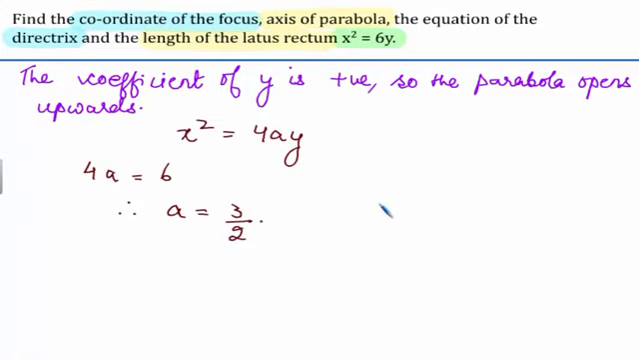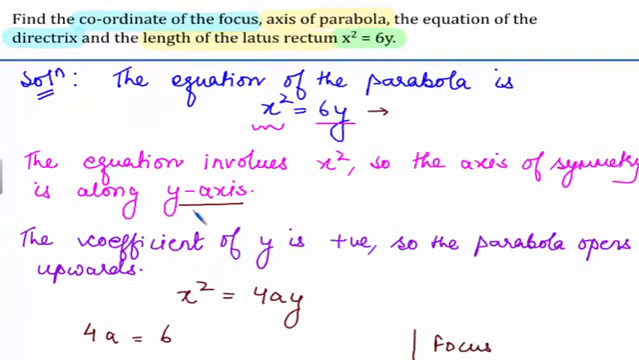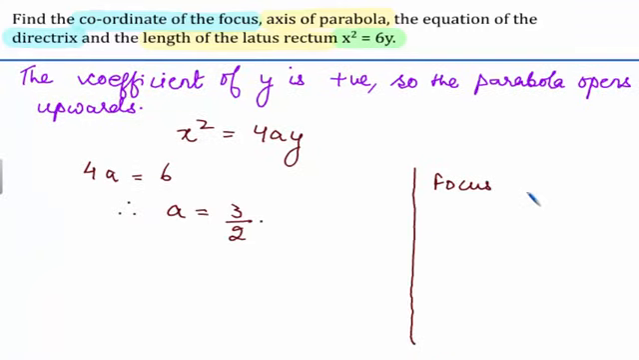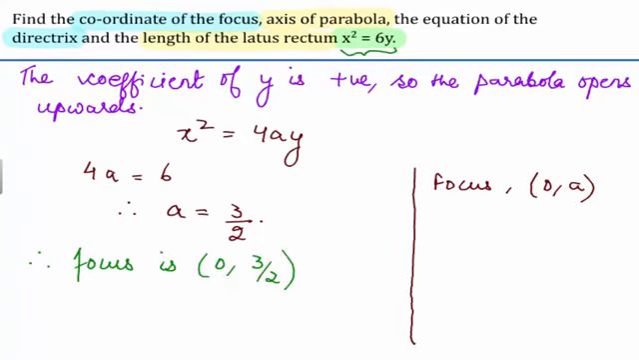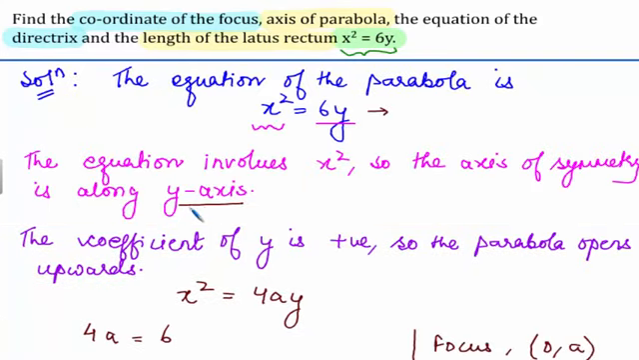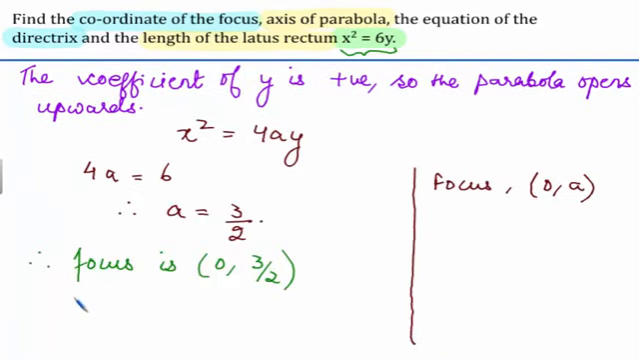Now, we know that the focus of a parabola which is symmetric along y-axis and opens upward is given by (0, a). Therefore, for the given parabola x square is equal to 6y, the focus is (0, 3/2), and the axis of the parabola, as we know, the axis of symmetry is along y-axis. Therefore, the axis of the parabola is x is equal to 0.